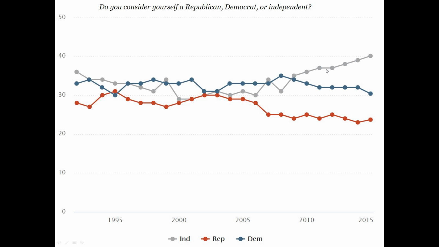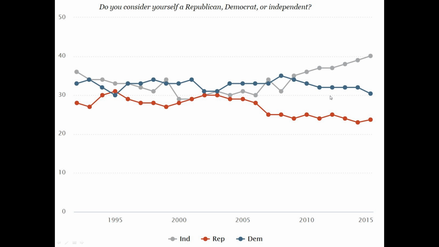Another pattern worth noting here is the general trend toward de-alignment as opposed to partisan alignment. So you see the gray time series here indicating independents, those who don't identify as either a Republican or a Democrat. Their proportion in the population is increasing all the way up to 40 here, which is the highest level anywhere on this series.